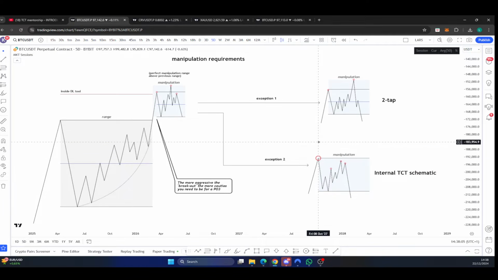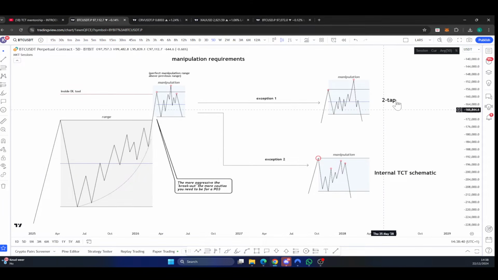And sometimes you'll even have a scenario where your exception 1 and 2 are combined, where the second tap of your internal distribution model actually sweeps that main range high, meaning you have a 2-tap schematic, but the second tap is part of its own distribution model. You guys know about TCT model within TCT, so it's simply where you have a distribution model, but the second tap of the distribution sweeps the main range high. Now, this is something you guys just need to be aware of, because then it's still valid to trade, okay?